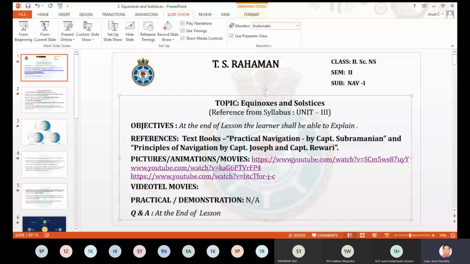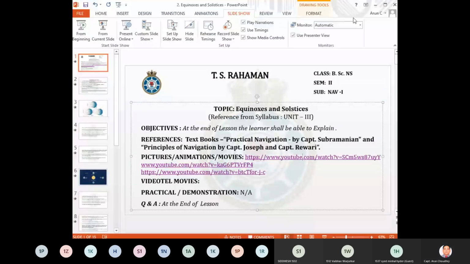Yesterday we did the solar system, the revolution of the planets around the sun. Okay, let me ask you a few questions then. How many laws of planetary motion? Three. Three laws. Okay, and who has given these laws? Kepler. Johannes Kepler.